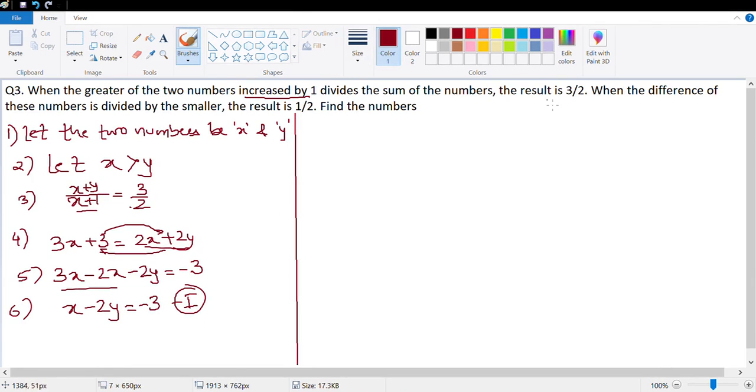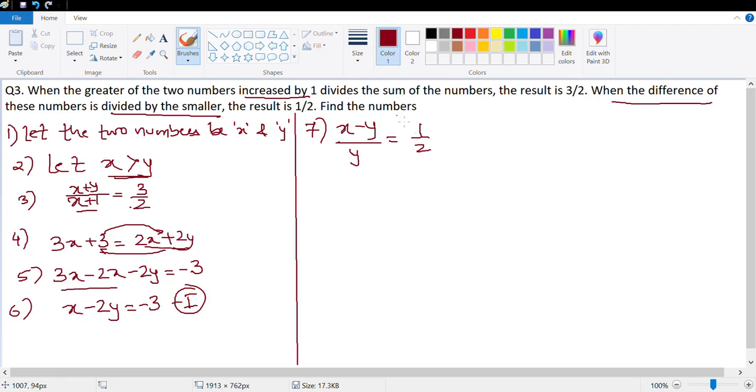Let's read the question and see what's the second equation we can figure out. So when the difference of these numbers is divided by the smaller, okay, so the difference of these numbers is x minus y. We already have figured out that we have taken x is more than y. So the difference of these two numbers is divided by the smaller, which means is divided by y. The result is 1 upon 2. Let's read it again.